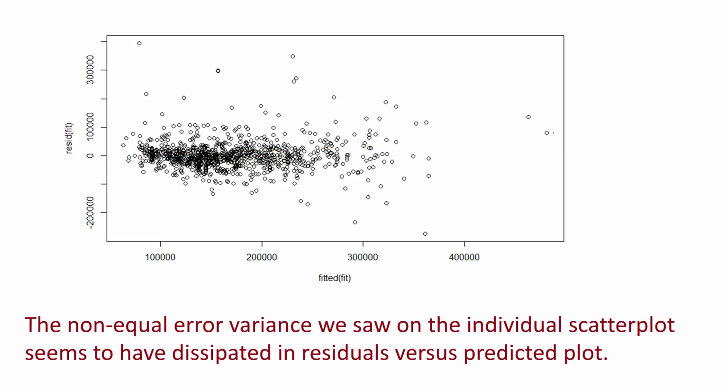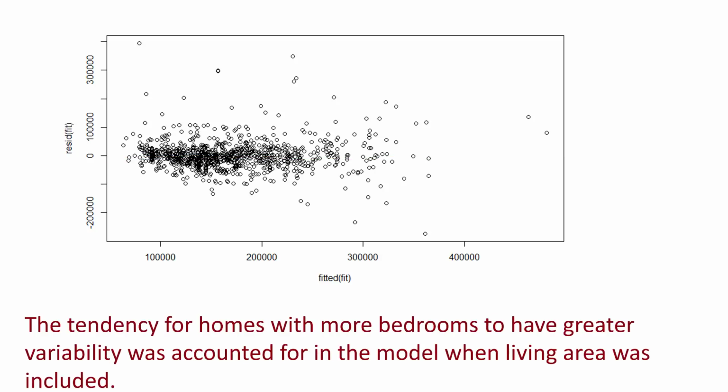And we also need to look for the constant error variance on this plot. So here, it looks like if I move a couple points, I could make this thing look pretty good. So the obvious non-equal error variance we saw in the individual scatter plot for bedrooms versus price seems to have dissipated in the residuals versus predicted plot. So the tendency for homes with more bedrooms to have greater variability was accounted for in the model when living area was included.